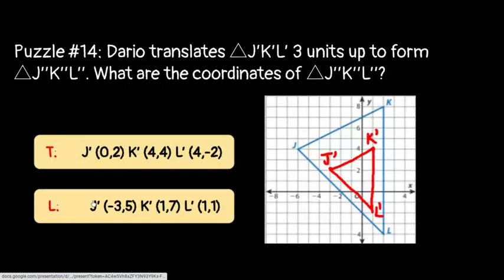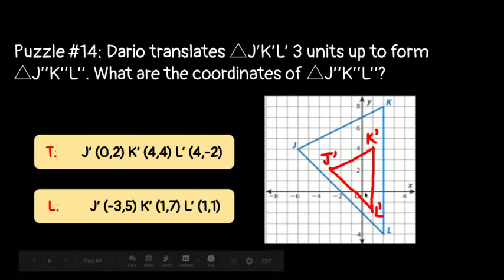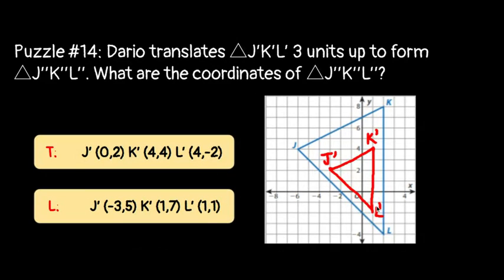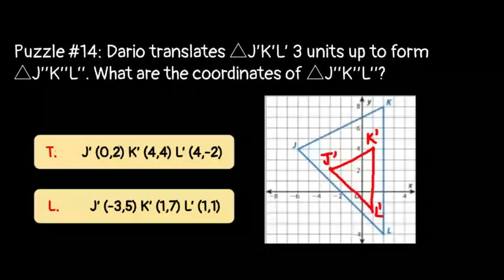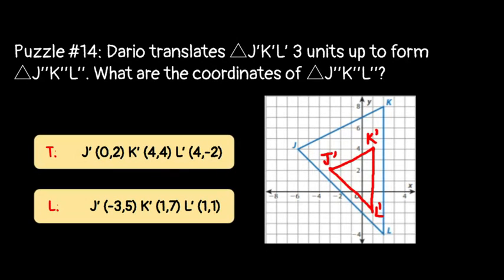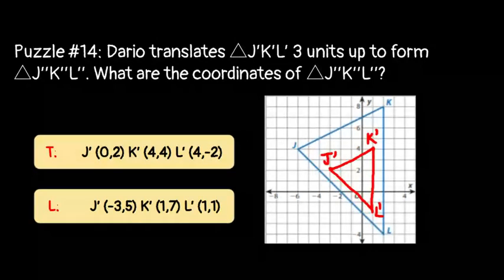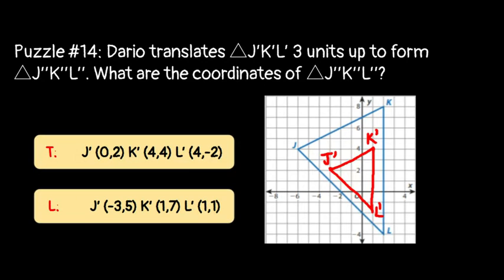For our last puzzle, we can see that Dario wants to translate our new figure of J prime, K prime, L prime 3 units up to form triangle J double prime, K double prime, L double prime. So if you are moving our triangle 3 units up, what happens to our values? So if we are moving 3 units up, that means we are changing our y values and adding 3 to each of our y values.